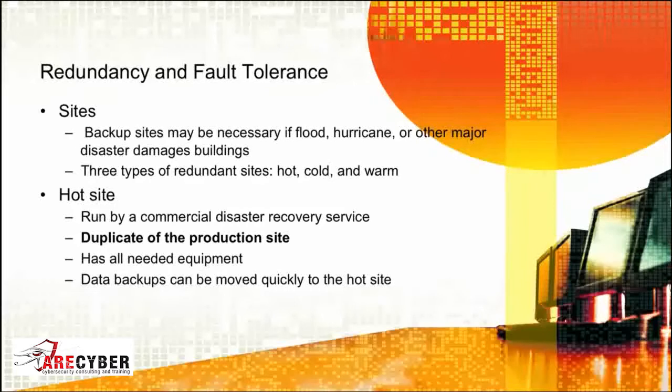Next, we'll talk about the different types of backup sites and locations. It's a site necessary if, for instance, a flood or a hurricane or other major disaster happens to your primary building. Again, you have several options to choose from, starting with the hot site. The hot site is a duplicate of the original production site. It has all the needed equipment there, usually run by a commercial disaster recovery service. Data backups can be moved quickly to the hot site-like location.